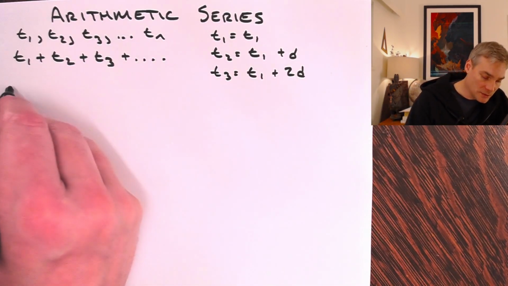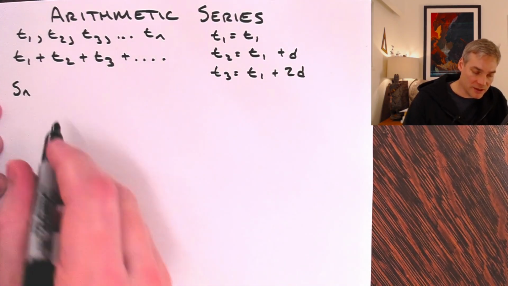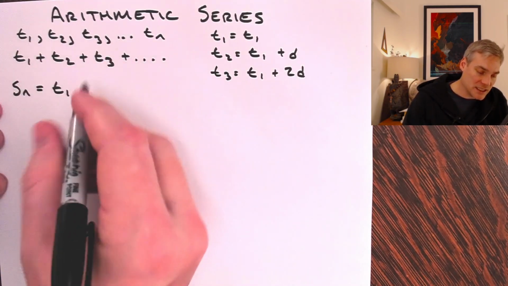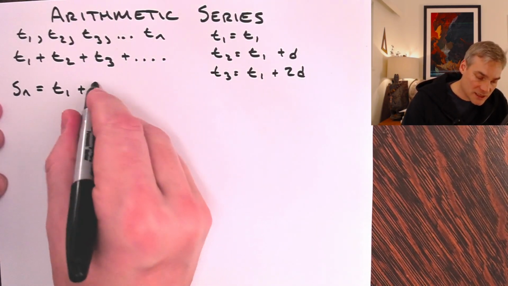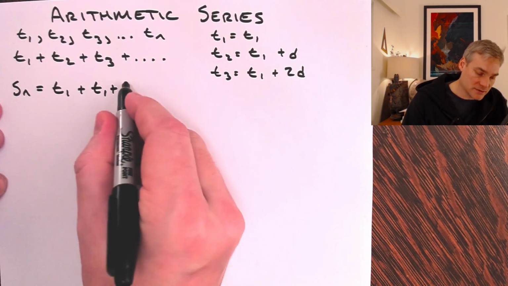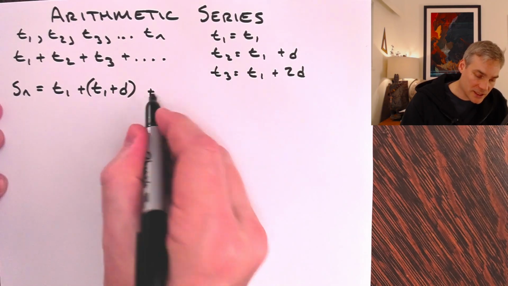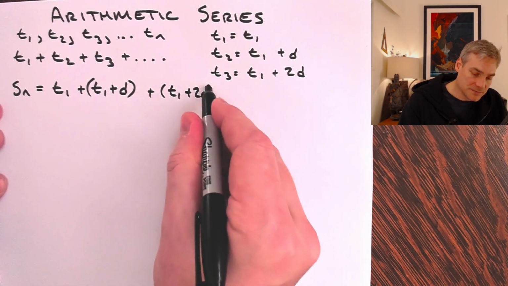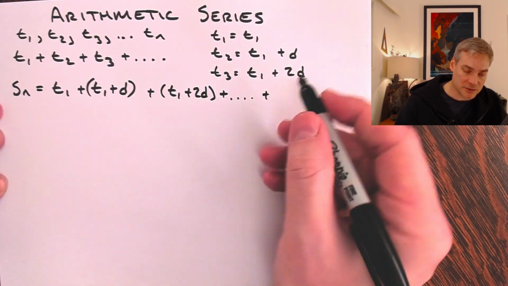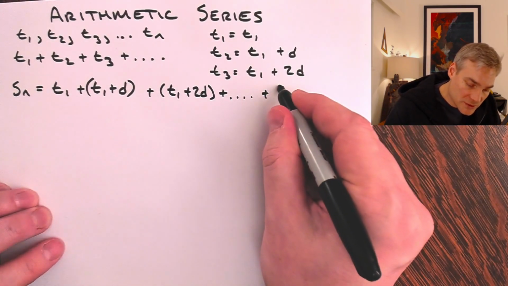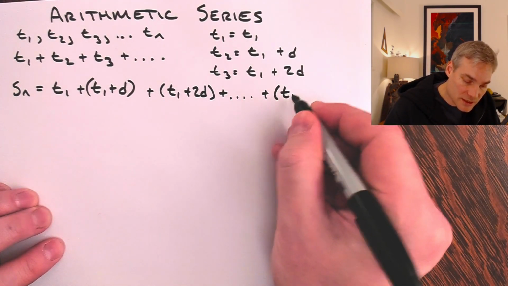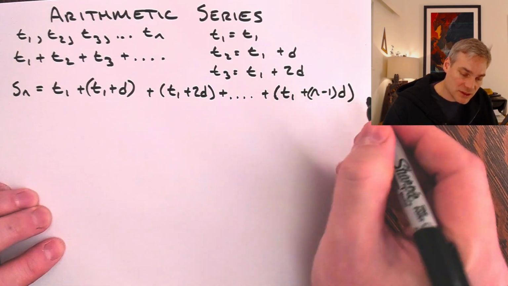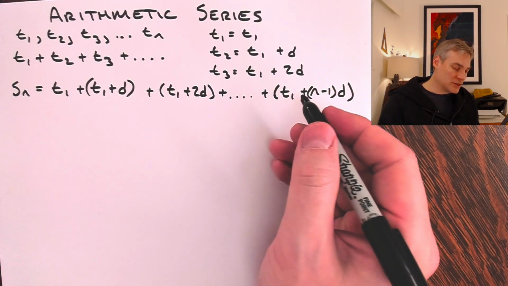So if I wanted to find the sum, we say the sum of some series is Sn, and that's just T1. But instead of writing T2, I'm going to write T1 plus the difference. So that's T2, right? And then T3 is going to be T1 plus 2d. And we keep going, and eventually we get near the end, which is going to be T1 plus n minus 1 times the difference. So that's my nth term. So this is kind of handy.